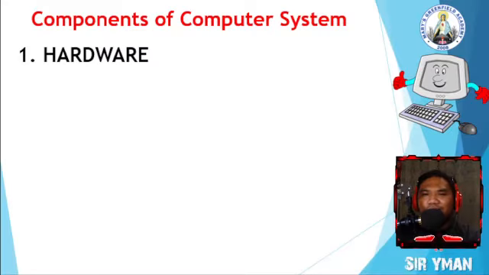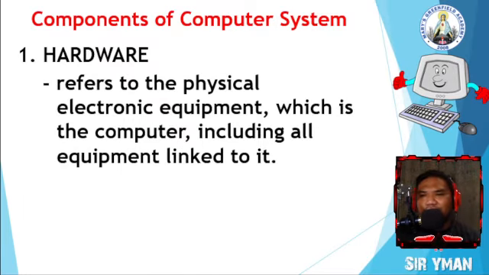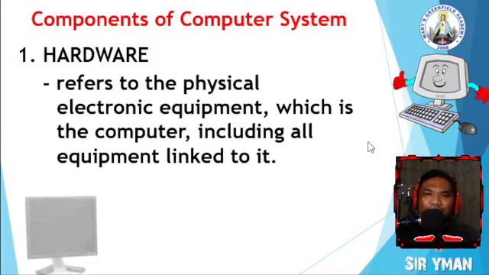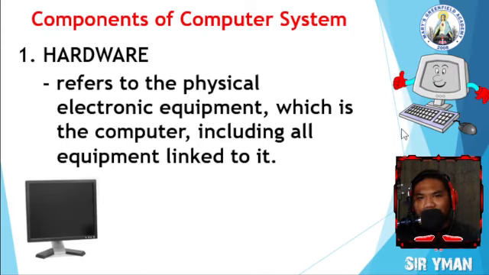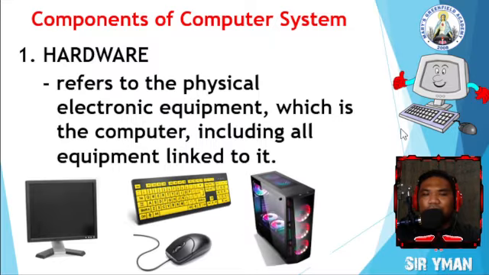Okay? So hardware, these are the physical components. They are tangible. They are the physical components that make up a computer system. So when we say hardware, these are the components of the computer that we can see and at the same time touch. Examples are the monitor, keyboard, mouse, and of course, the system unit. These are actually the basic parts of a personal computer.